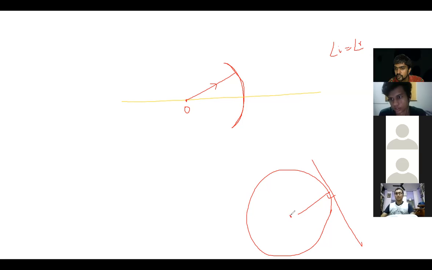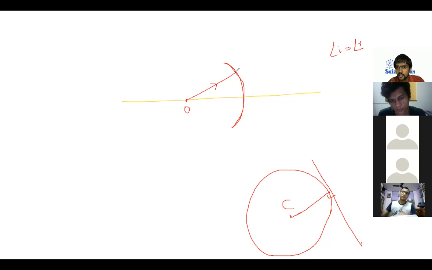It passes through the center. The slope will be the negative reciprocal of the slope of the tangent. So this is a spherical surface. I want to know the normal. If I want to know the normal, what do I need to find?